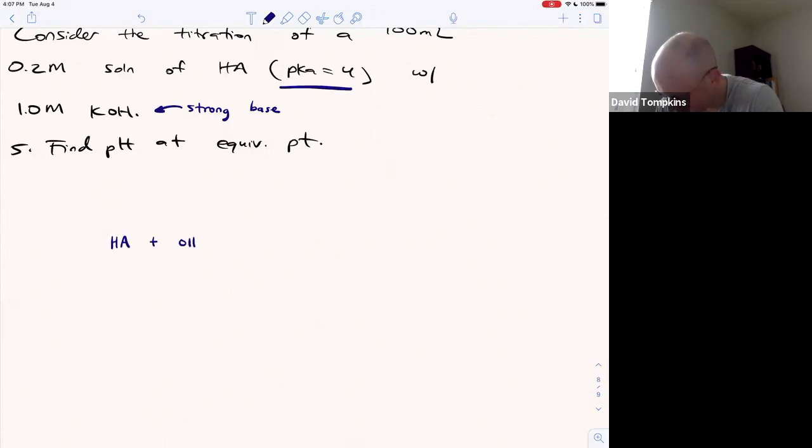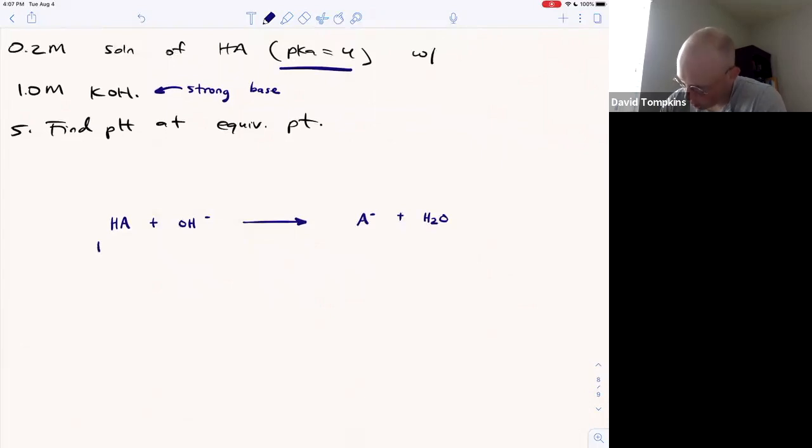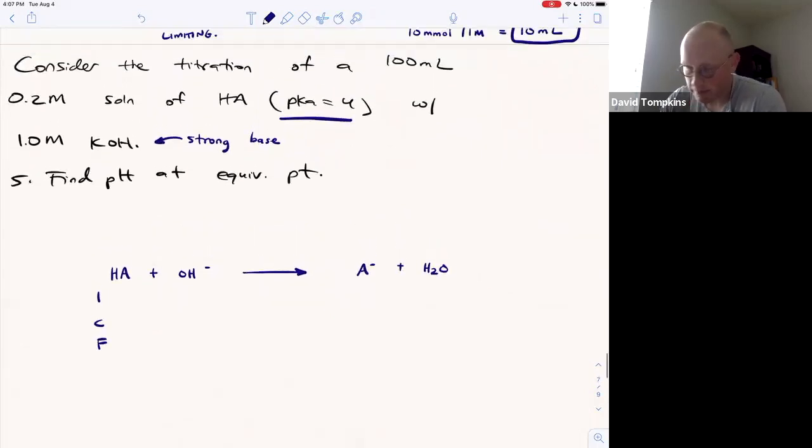This titration reaction with a strong base takes it to completion, or it's a one-way irreversible arrow, and it produces A minus and water. And we said one-way arrows are ICF tables. Those problems generally involve mixing 100 mL in this case with some sodium hydroxide as well. We'll solve for that volume.